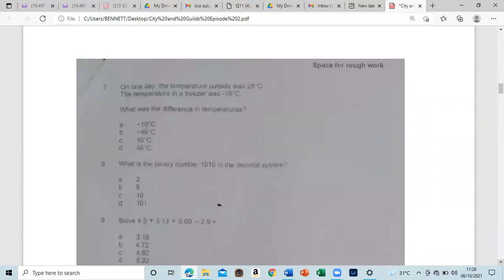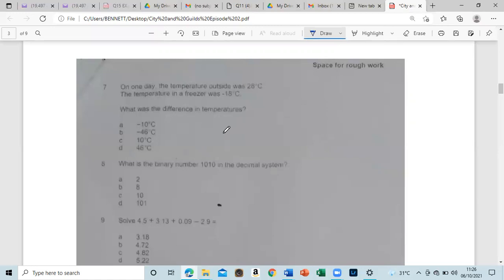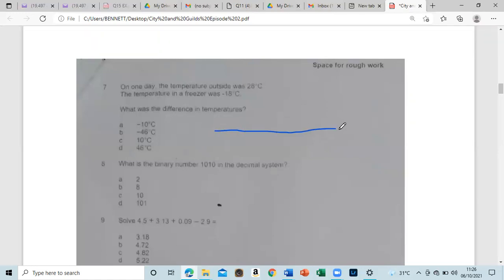On one day, the temperature outside was 28 degrees. The temperature in a freezer was 18 degrees. What is the difference in temperature? Now guys, I want to share this one with you. This can be very, very tricky. I could look at it in a practical sense. I remember I was in class and my students and I were debating this, and I had to show them this.